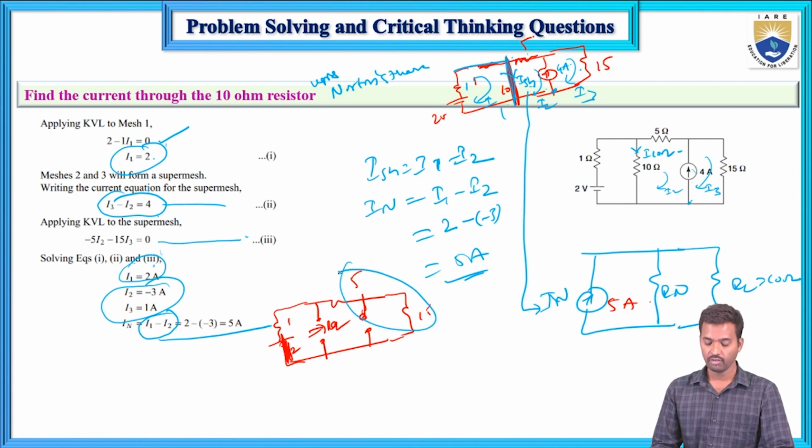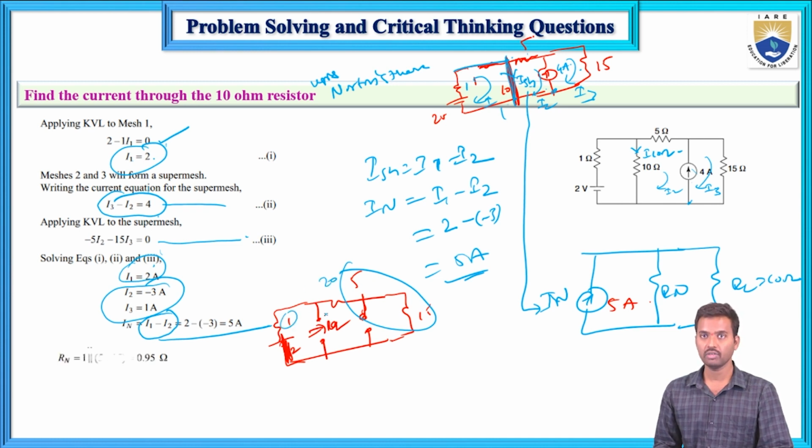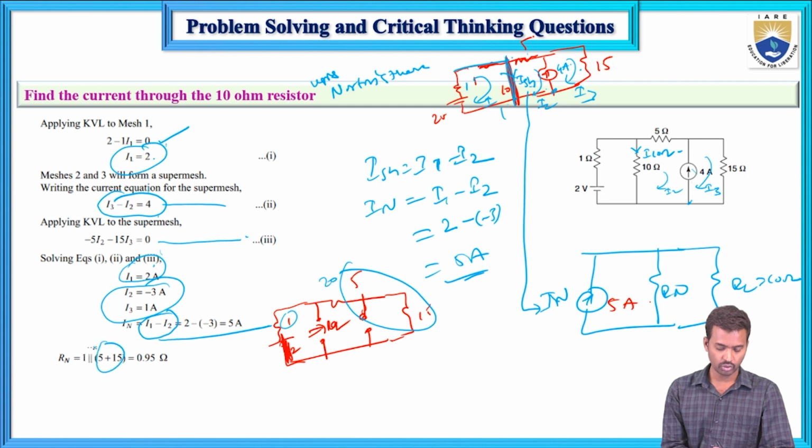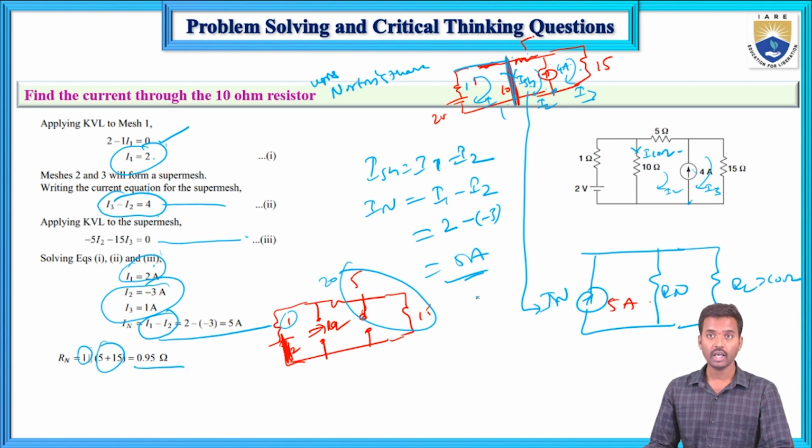5 plus 15 is 20, and this is 1. This 20 and 1 are connected in parallel. See the equation: this 20 and 1 are connected in parallel, and that value equals 0.95.